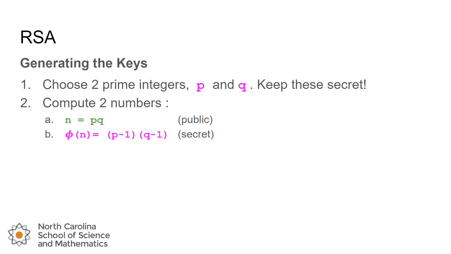Phi of n needs to be secret. That is the real reason why this whole system stays secure. We're going to see that if anybody knew phi of n, or knew p and q and therefore could compute phi of n, this whole system goes away. It's not secure anymore. So we must keep those values secret.